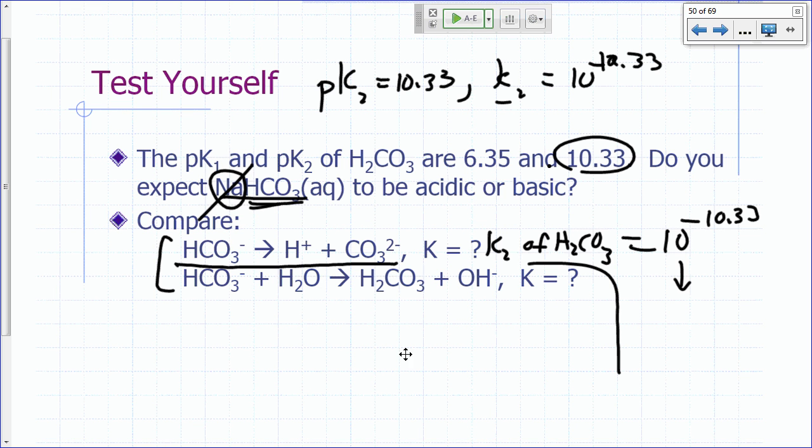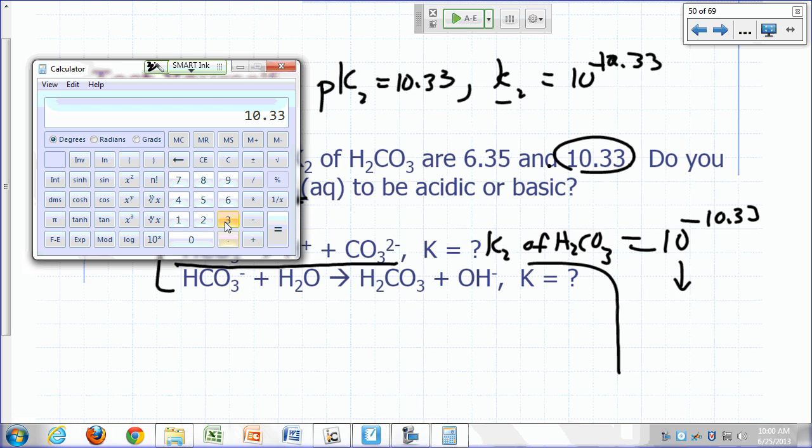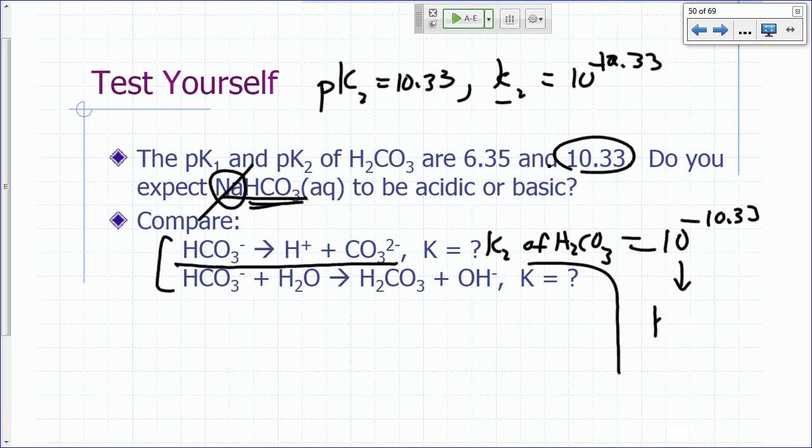Actually, I don't even have to evaluate that, but if you want to do that in a calculator, what do you do? 10 to the negative 10.33, right? And then 10 raised to the power x. So that's going to be 4.7 times 10 to the negative 11.